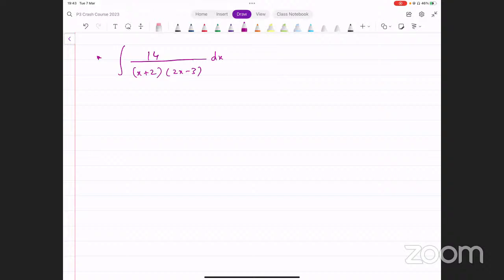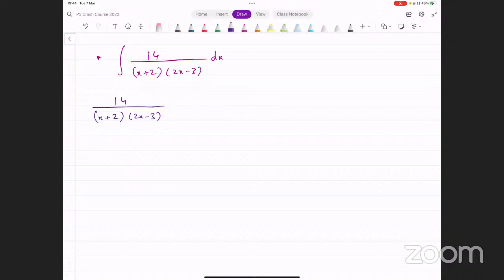The third option that we have for integrating fractions is that we break it down into partial fractions. If the denominator is in factorized form like this, you can break it down into its partial fractions and then integrate those separate fractions one by one. Now, the fraction that you have is 14 over x plus 2 and 2x minus 3.